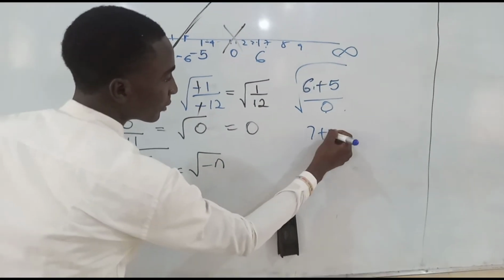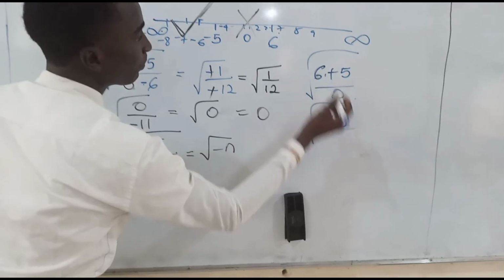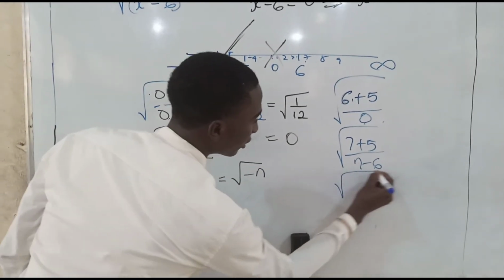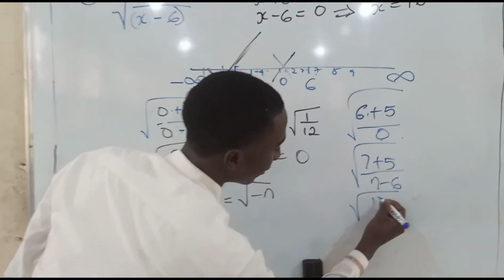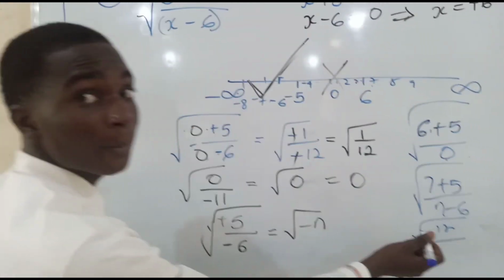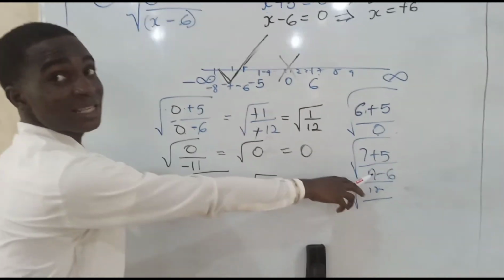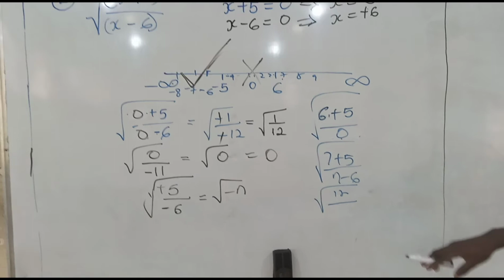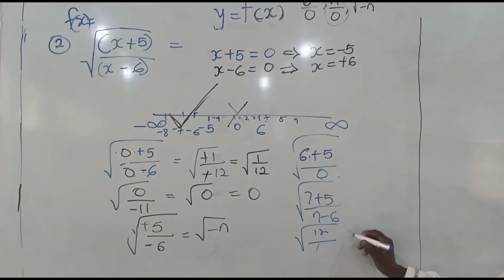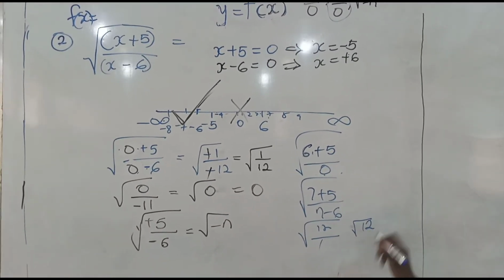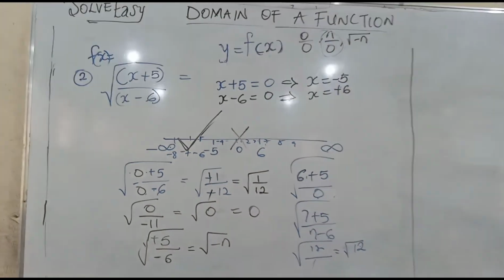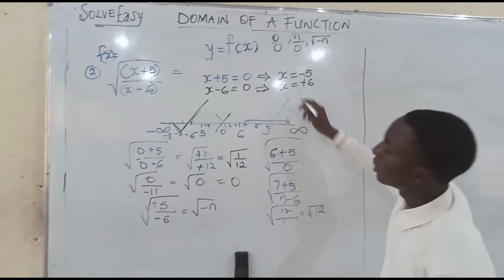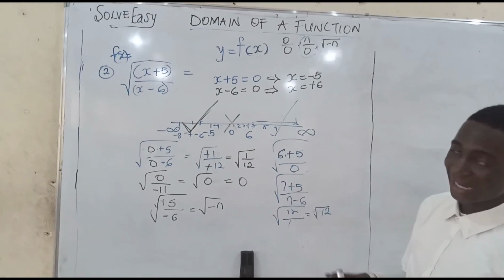If I'm having 7 plus 5 over 7 minus 6, the answer will be 7 plus 5 is 12 over 7 minus 6. Now 7 minus 6 is 1, but I'm having a root of 12. This is a defined value. That is from 7 to infinity, they are defined.